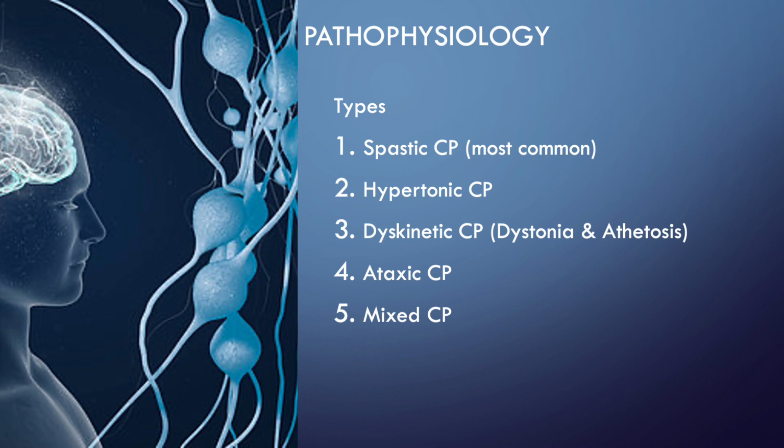Dyskinetic CP affects 6% and includes dystonia and athetosis and arises with damage to the basal ganglia, causing a fluctuation in movements that are regular and slow. Dystonia refers to repeated twisting movements, and athetosis, slow movements in the limbs that are present during rest. Ataxic CP affects 5% and is caused by a lesion within the cerebellum, causing an interruption in muscle control, resulting in instability where movements appear jerky. And mixed CP is the final type and can be a combination of various types of abnormal movements.